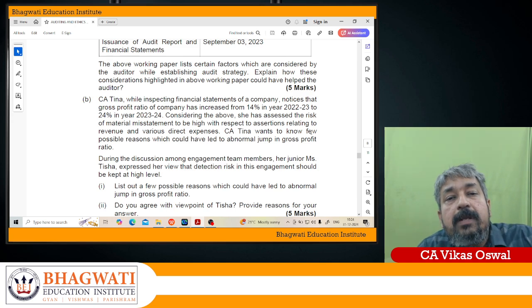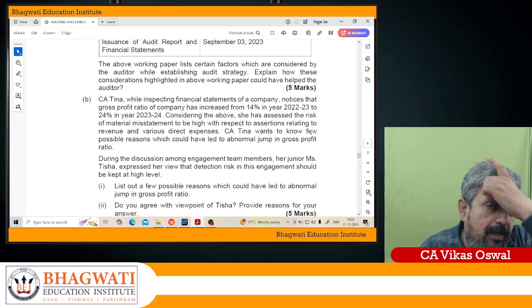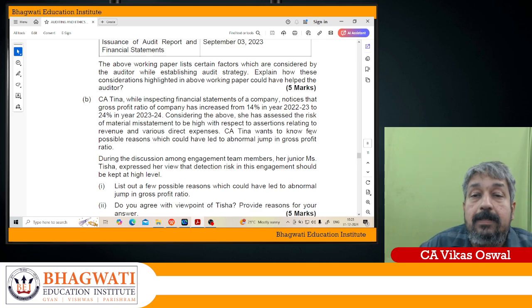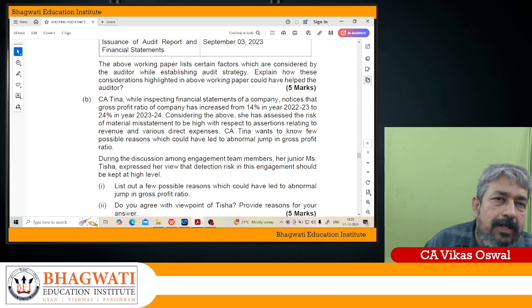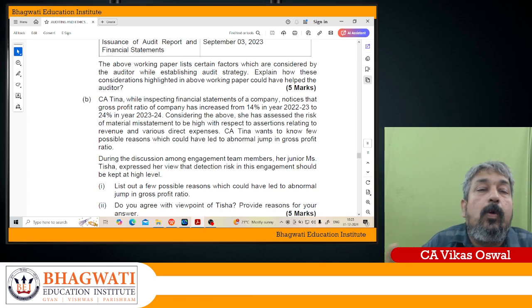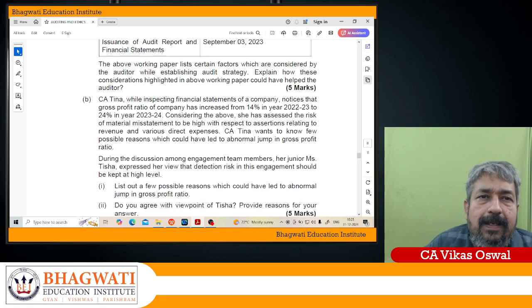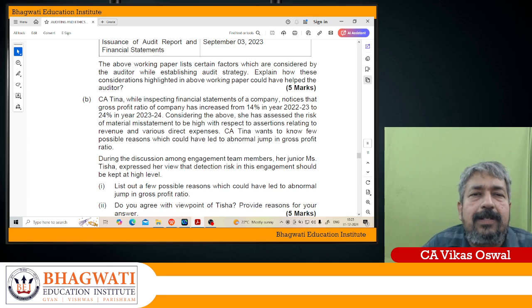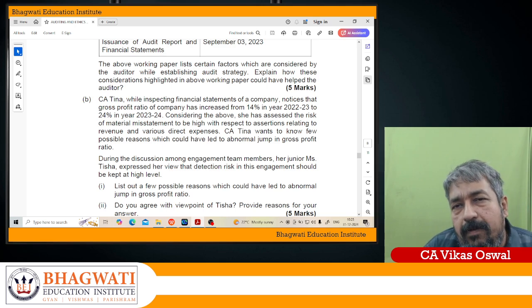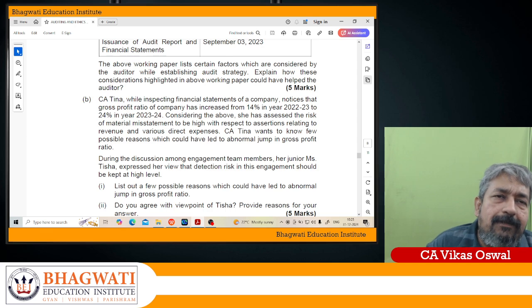Tisha says that you should keep the detection risk high. See, if you read SA 200, the overall objectives of the independent auditor, it highlights that detection risk is the risk that the procedures performed by the auditor to reduce audit risk to an acceptably low level will not detect a misstatement that exists and that could be material, either individually or in aggregate.